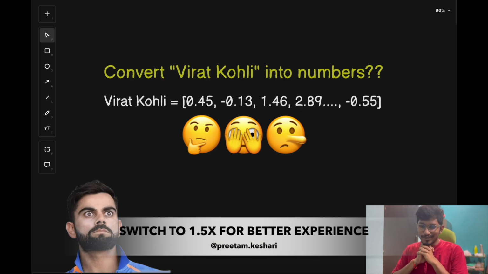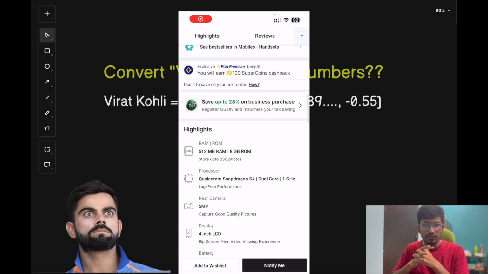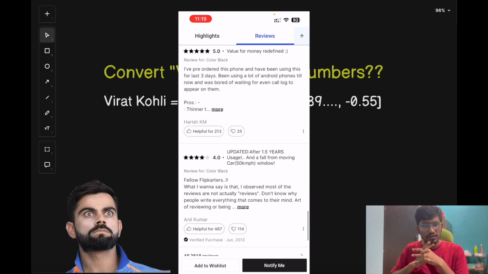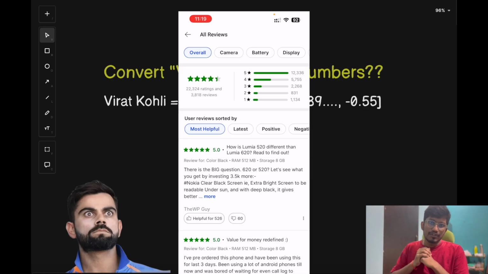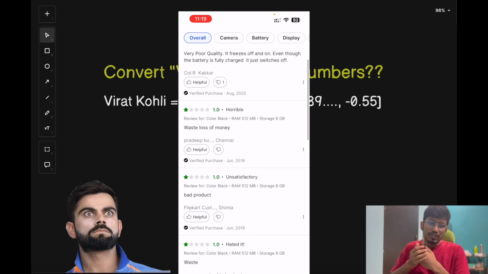So, do you know how we can convert Virat Kohli into numbers? I mean, the text Virat Kohli into a list of numbers or vectors? Or have you ever wondered how platforms like Amazon, Twitter, or Flipkart manage to understand and make sense of human language or text? How they can categorize reviews, flag inappropriate content on their platforms, or recommend a perfect product, right? Even though they are just machines.